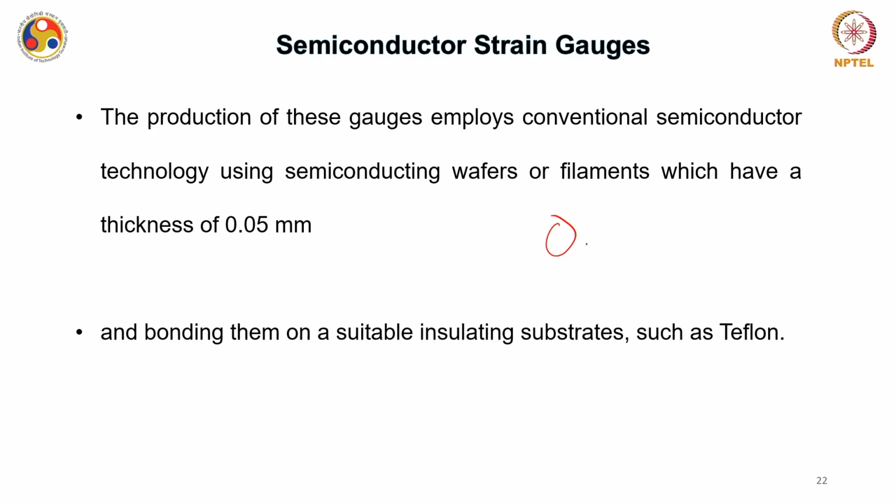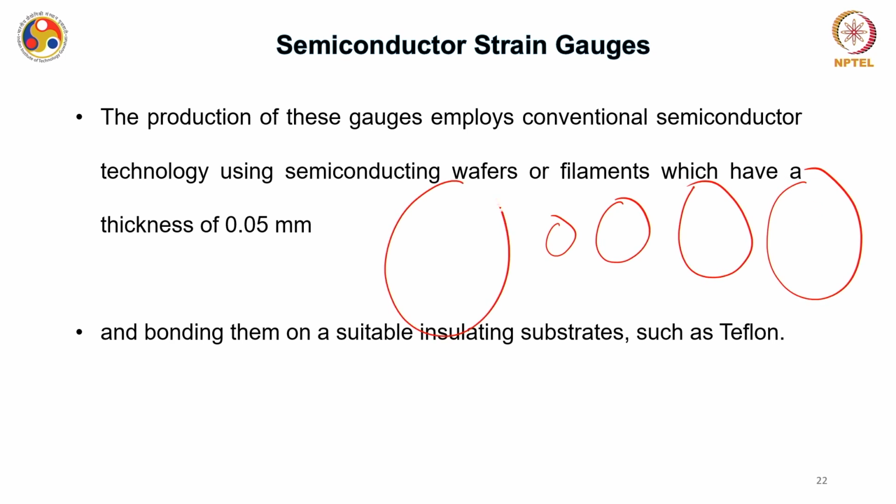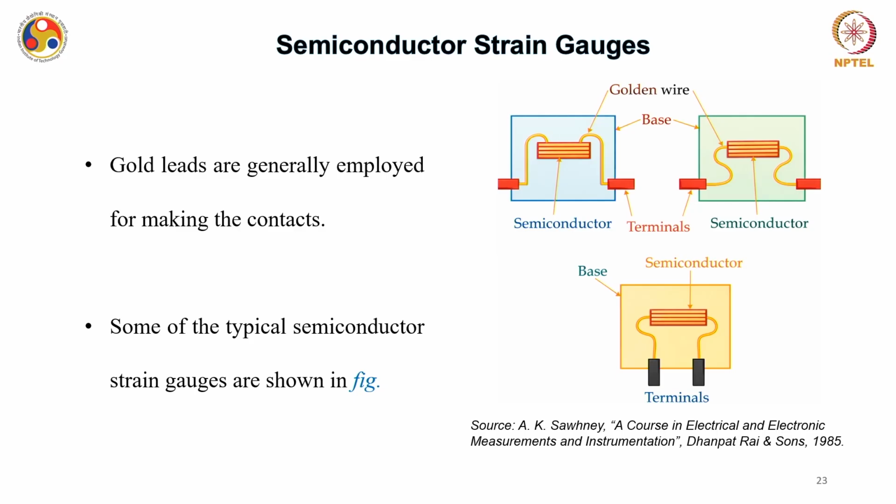So usually these silicon wafers come in dimensions like, in the laboratory, 2-inch wafers, 3-inch wafers, 4-inch wafers, 6-inch wafers, then 8-inch wafers, and now the industry follows 200 mm, 300 mm and so on. Depending on the diameter, the thickness of these wafers also varies. Then these semiconductor strain gauges are bonded on a suitable insulating substrate, for example on Teflon.